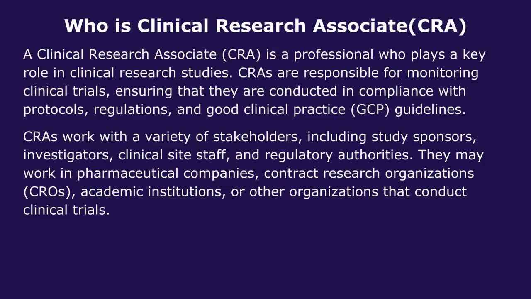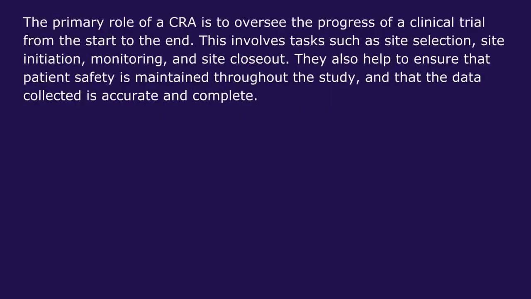regulatory authorities. They may work in pharmaceutical companies, contract research organizations, academic institutions, or other organizations that conduct clinical trials. The primary role of a CRA is to oversee the progress of a clinical trial from the start to the end. This involves tasks such as site selection, site initiation, monitoring, and site closeout. They also help to ensure that patient safety is maintained throughout the study, and that the data collected is accurate and complete. I will explain each task in detail in the next module under the Monitoring section.